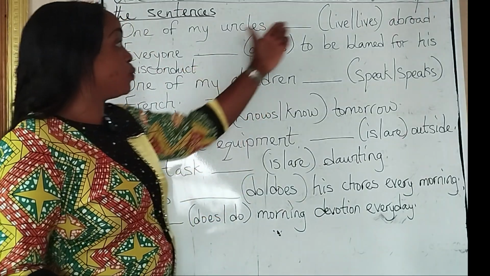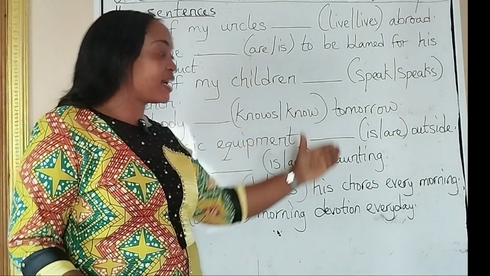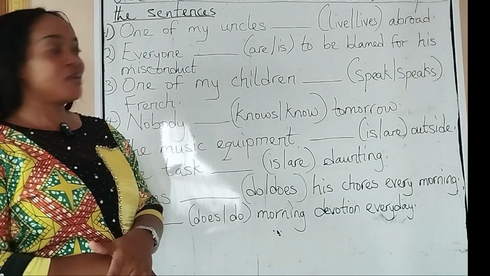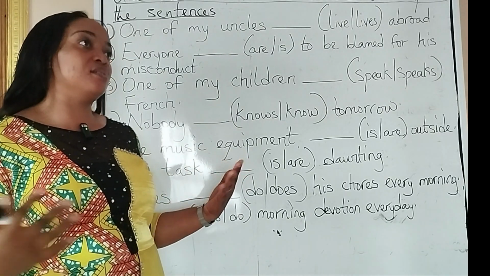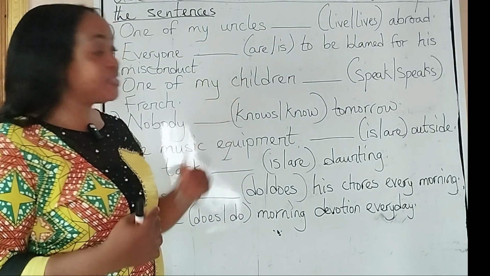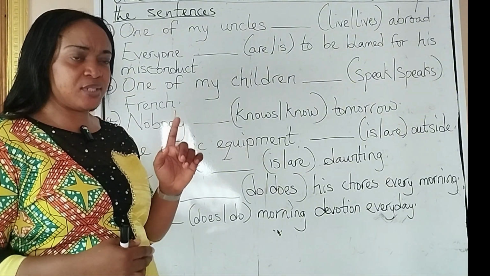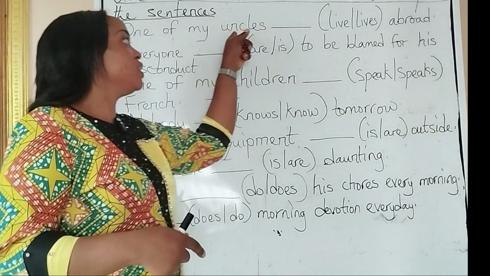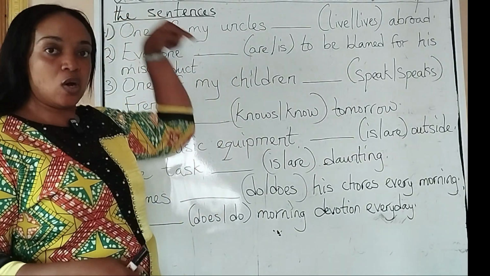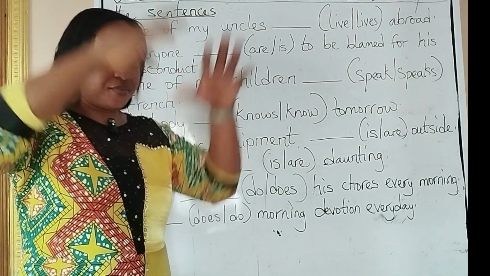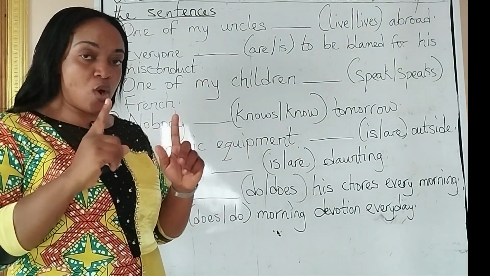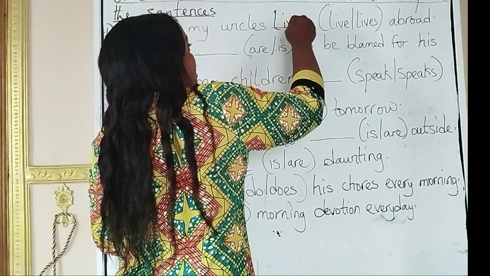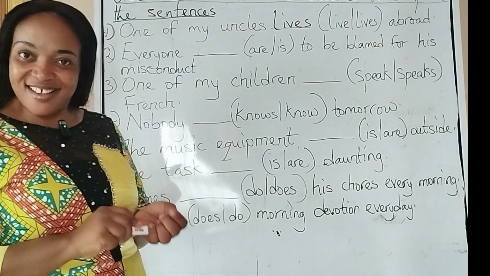Okay, we are going to use the words, the verbs in the bracket to complete the sentences. Let's do this together. Number one, one of my uncles lives abroad. Which of them? Think about it. When you have an expression like this, do not be deceived. We are not working with the uncles. We are working with one of. One out of. You understand, right? One out of the many uncles you have lives abroad. So we take lives, correct? I hope you're there with me.